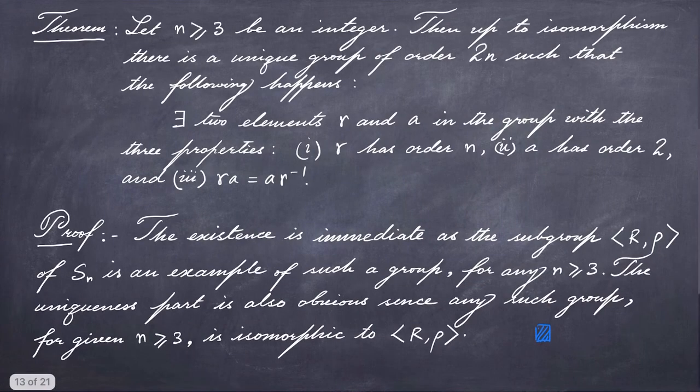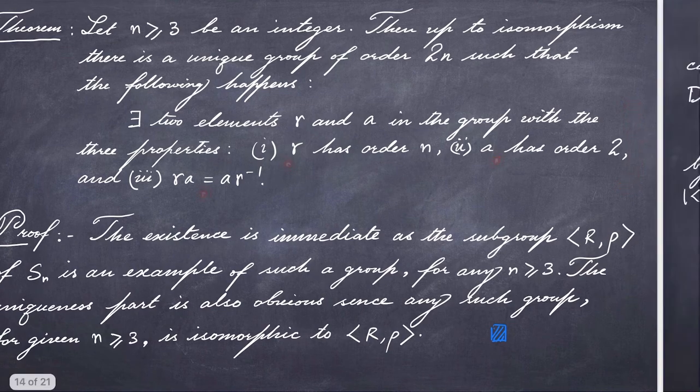So that shows, first, that R rho is a group with these features, and then we show that if G is any arbitrary group with these features, then G has to be isomorphic with R rho. That completes the proof of this general theorem, which says that given any n, there is a unique group of order 2n with these properties. Okay, there is a unique group of order 2n with this property, that is, having 2 elements such that this and that holds.